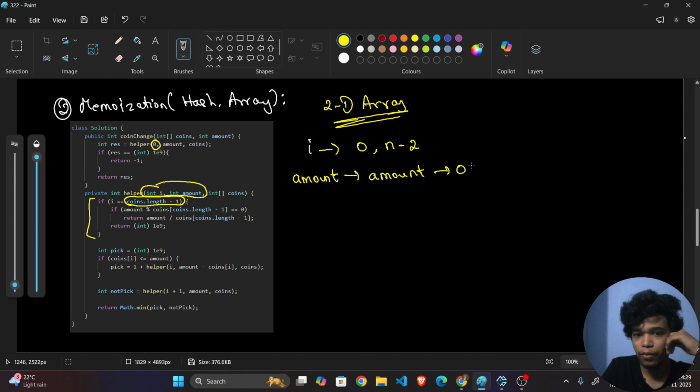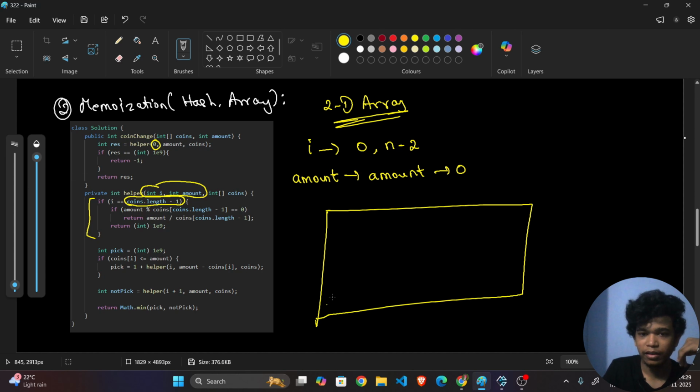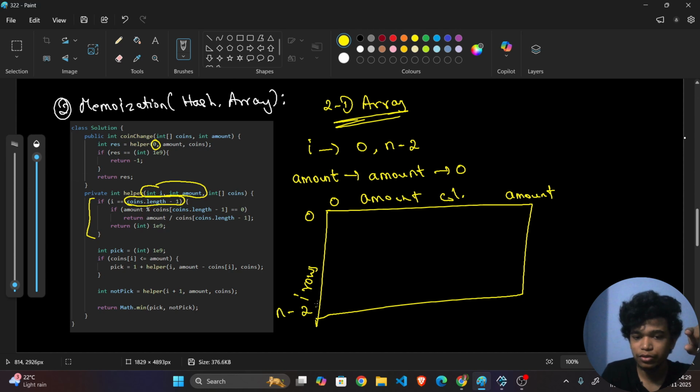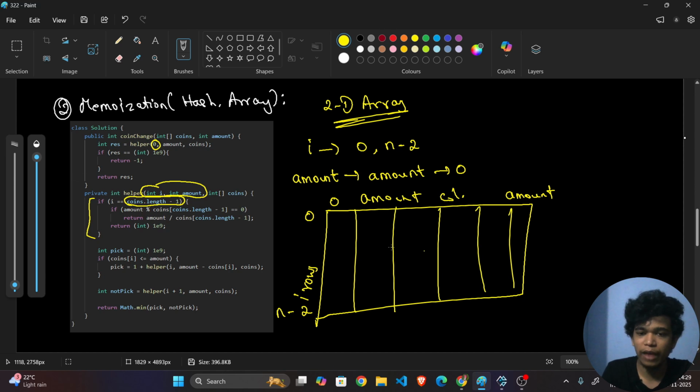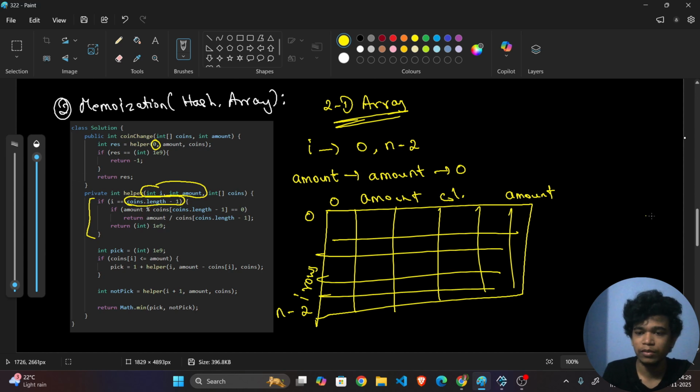So from this, I can tell you my array will have I number of rows and amount number of columns, which means starting from 0 and ending at amount as one of the indices. Meanwhile, my I is going to start from 0 and end at n minus 2. Can you understand this? Now, what values should be filled in them? That's going to be the next step.